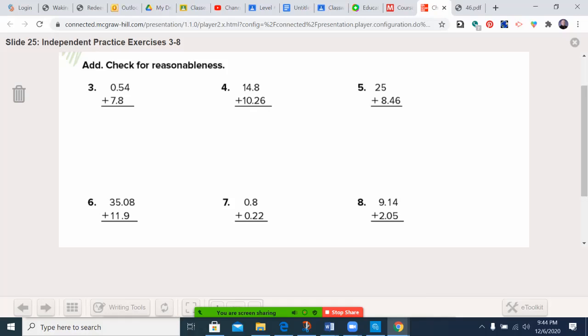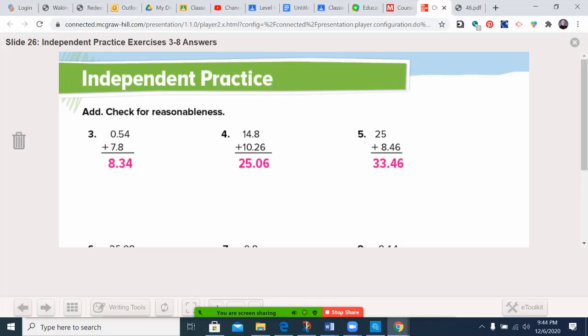Welcome back. Let's see what we got here for us. 0.54 plus 7.80. 4 and 0 is 4. 5 and 8 is 13. Put a 3, regroup the 1. 1 plus 0 plus 7 is 8. 0 plus 6 is 6. 8 plus 2 is 10. So I put a 0. I regroup a 1. 1, 4, and 0 is 5. 1 and 1 is 2.